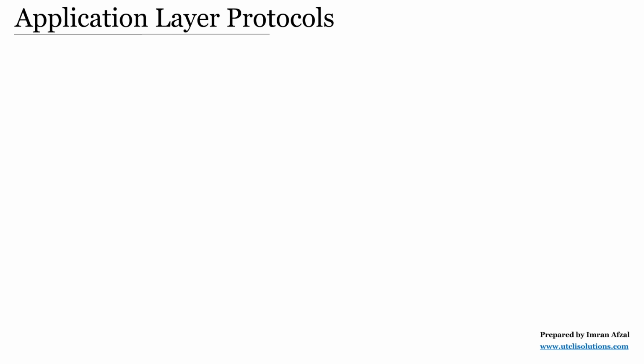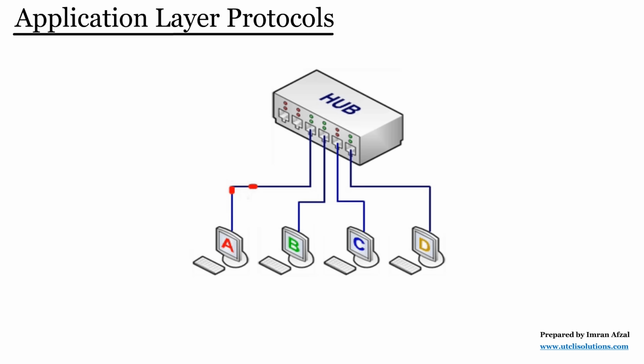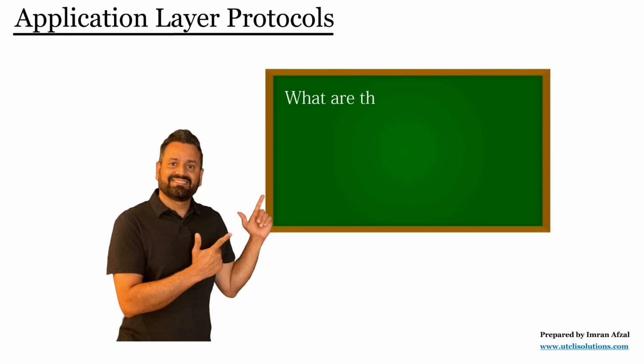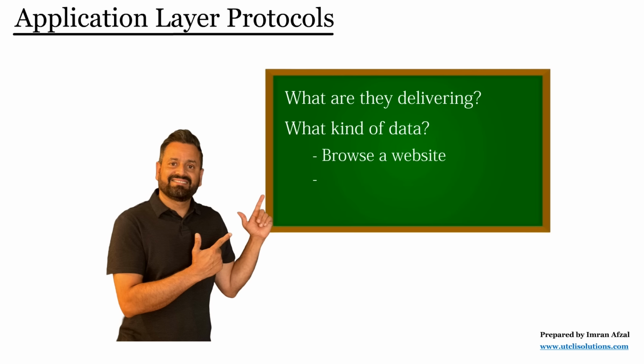In previous lectures, we have explored how data travels across networks using TCP and UDP, which are the two transport layer protocols responsible for delivering information between devices. But here's the question, what exactly are they delivering? What kind of data are we sending when we browse a website, sending an email, or downloading a file? That's where today's topic comes in.